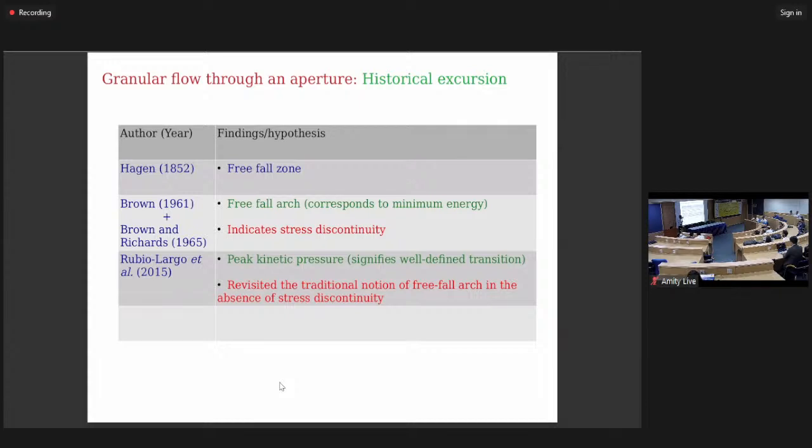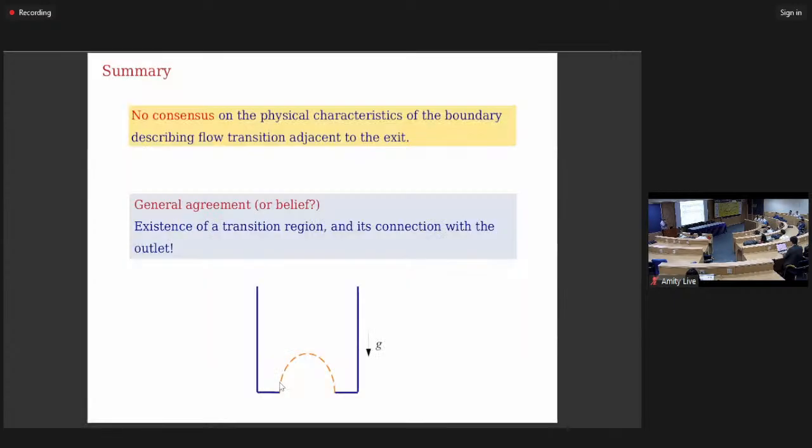After 50 years, these people revisited the traditional notion of the free fall arch in the absence of stress discontinuity, and they coined a well-defined transition in terms of peak kinetic pressure. Kinetic pressure is essentially velocity fluctuations. Now my take here, if I summarize: first, there's no consensus on the physical characteristics of the boundary describing the flow transition adjacent to the exit. But there's a general agreement, or maybe say belief, that there exists a transition region and its connection with the outlet, like the schematic presented here.